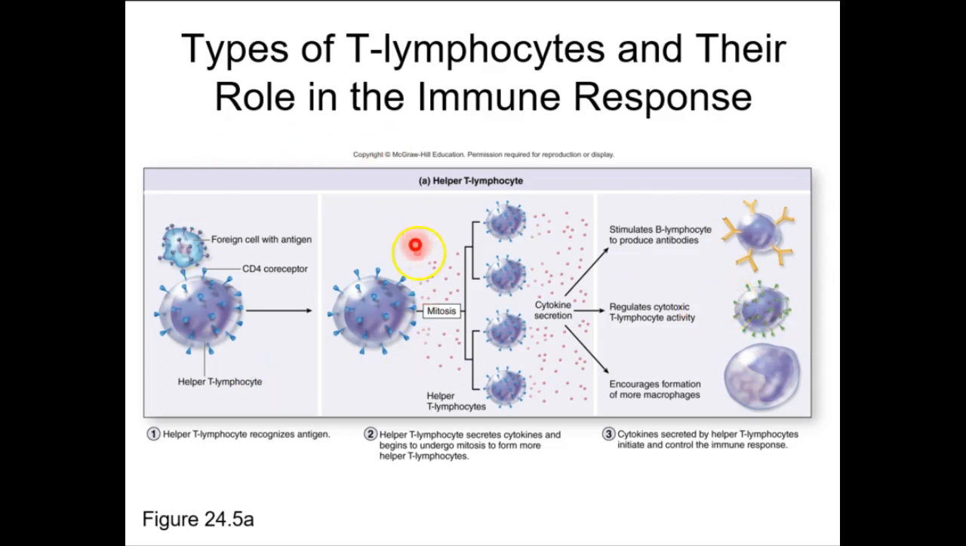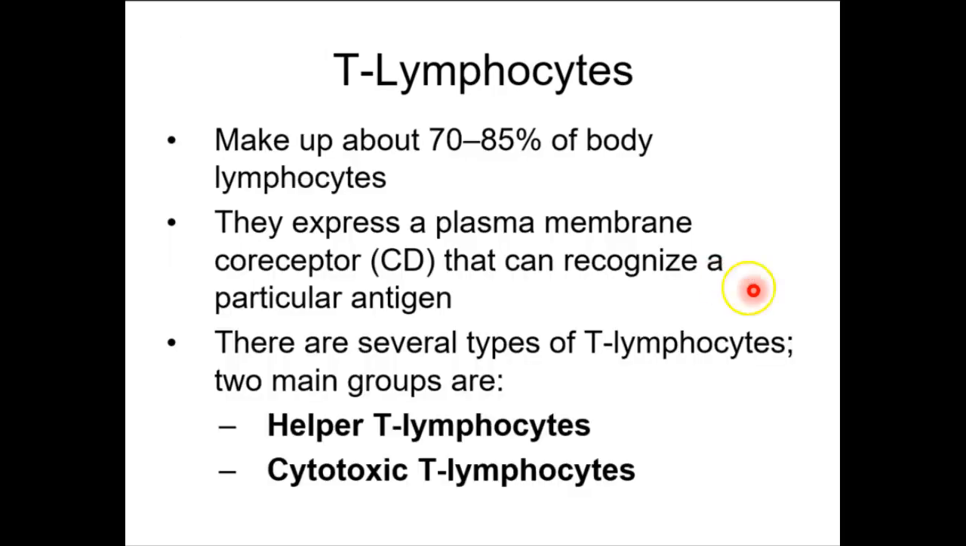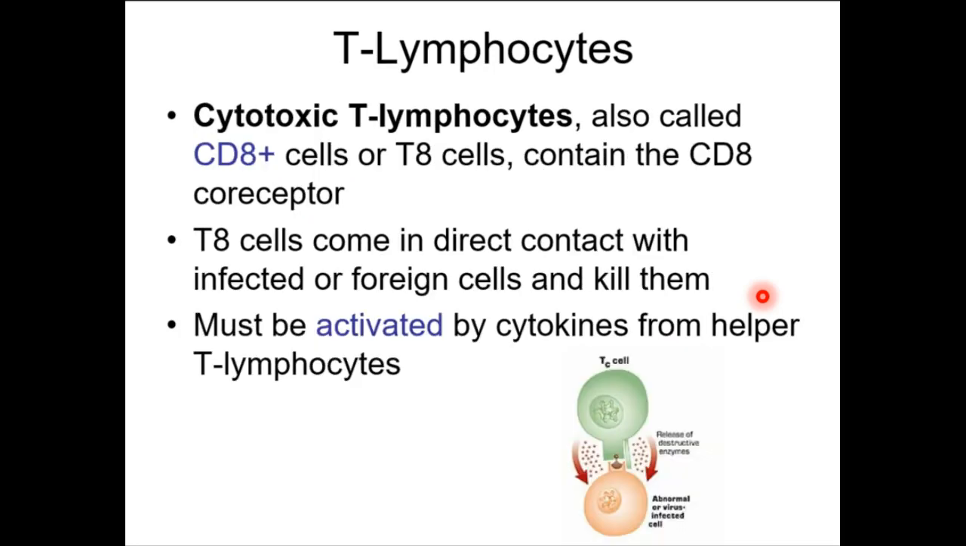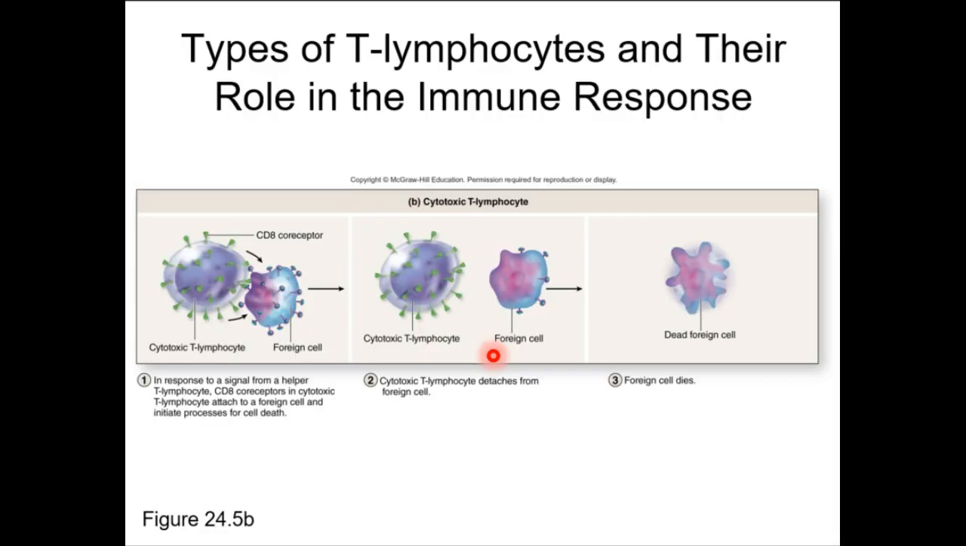So again, this was a helper T lymphocyte. This is a cytotoxic T lymphocyte. So it's actually calling another type of T lymphocyte. The second type of T lymphocyte is the cytotoxic T lymphocyte, and it expresses the protein CD8. It was activated by cytokines from the helper T cell.